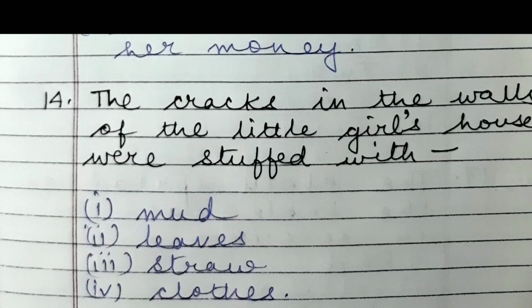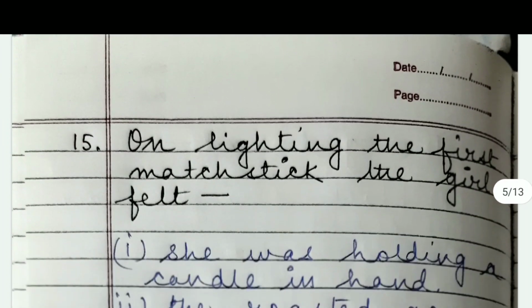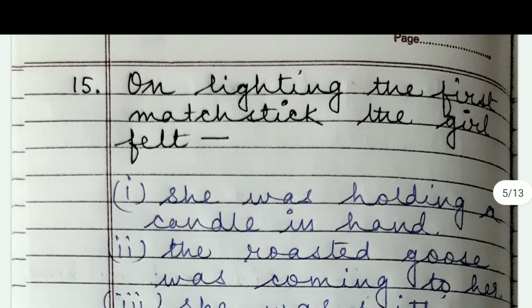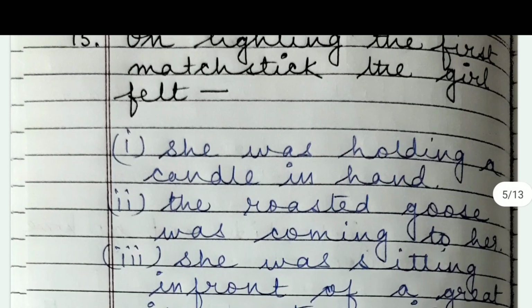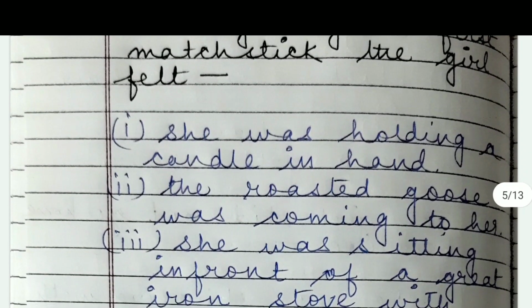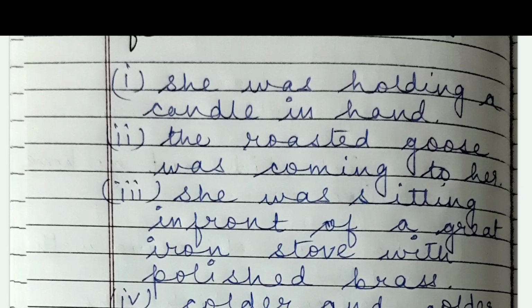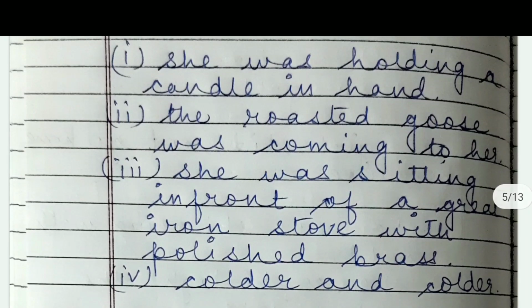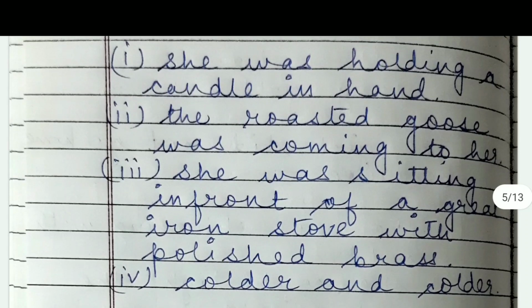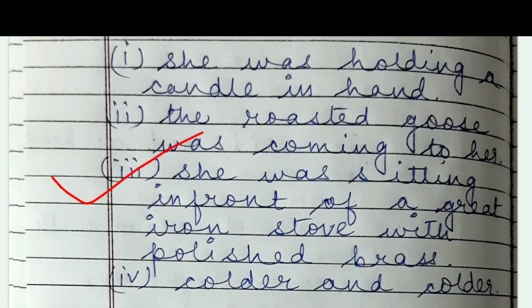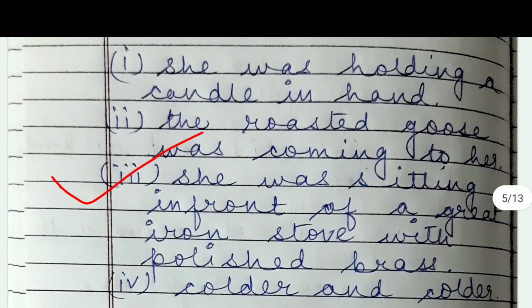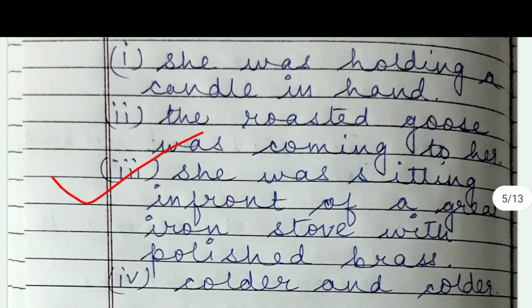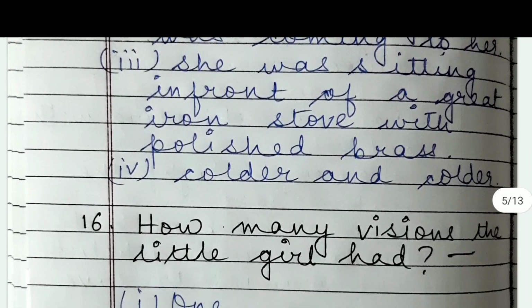Moving on to the next question, question number 15. On lighting the first matchstick, the girl felt. So how did the girl feel when she lit the first matchstick? Options: she was holding a candle in hand. Option 2, the roasted goose was coming to her. Option 3, she was sitting in front of a great iron stove with polished brass. Or option 4, colder and colder. And the right answer will be option 3. She was sitting in front of a great iron stove with polished brass. That is how she felt on lighting the first matchstick.